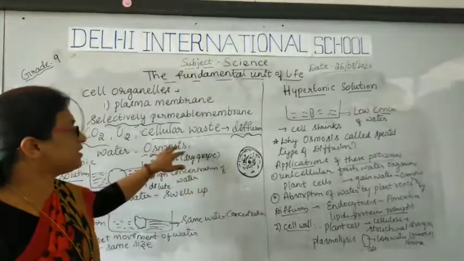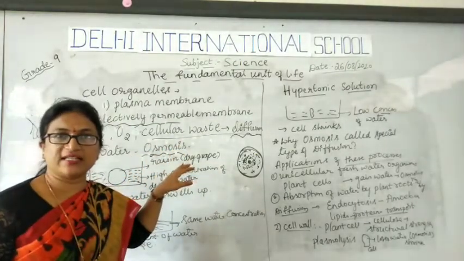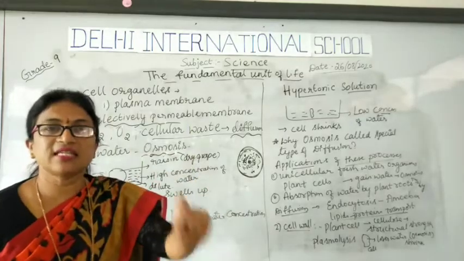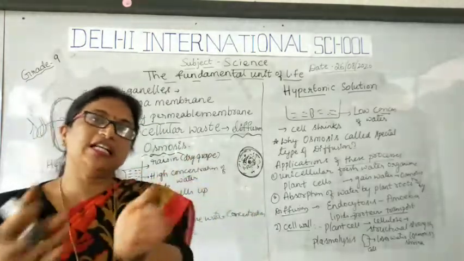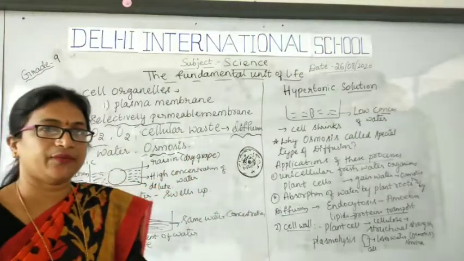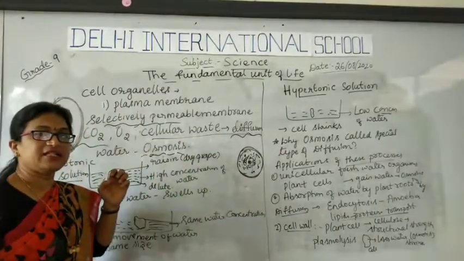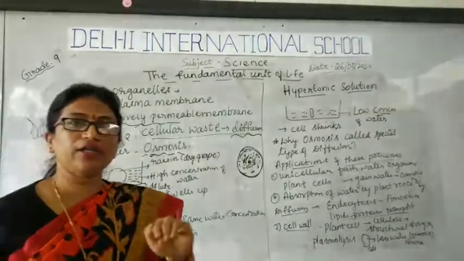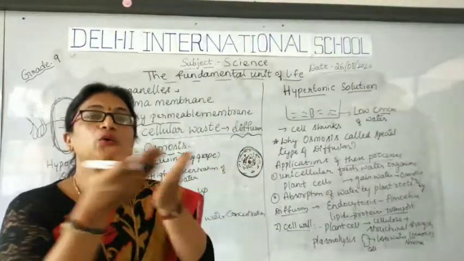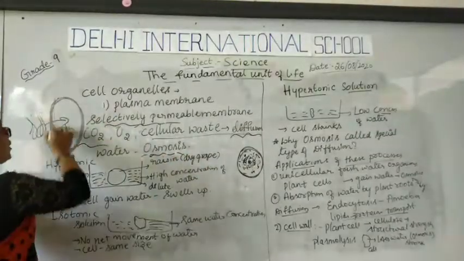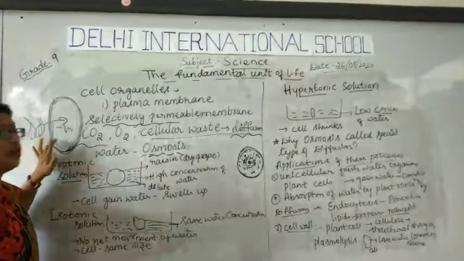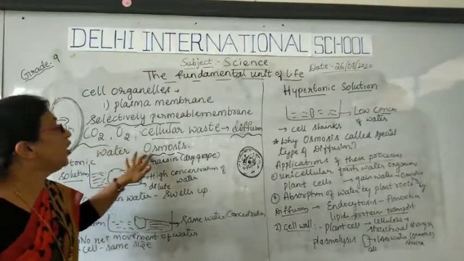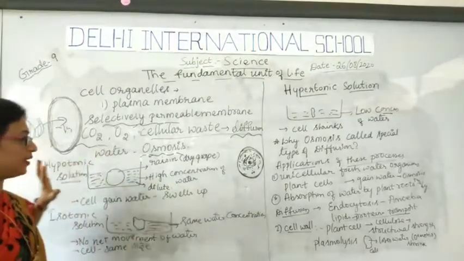Can you notice the difference between diffusion and osmosis? Diffusion means the process of transport of molecules from the region of higher concentration to the region of lower concentration. But osmosis means the process of transfer of molecules from higher concentration to the region of lower concentration across the semi-permeable membrane. That is the difference.